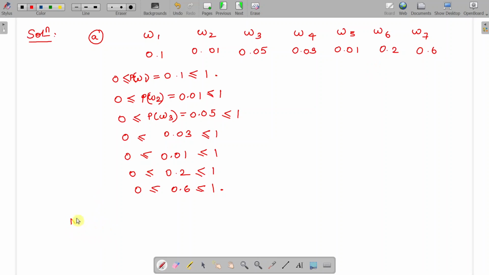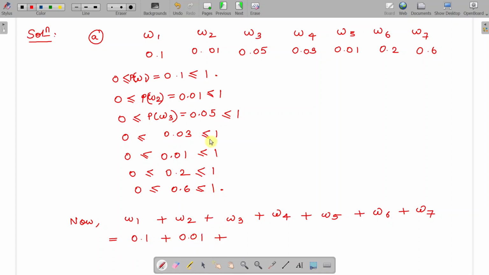So now omega 1 plus omega 2 plus omega 3 plus omega 4 plus omega 5 plus omega 6 plus omega 7. So this is equal to 0.1 plus 0.01 plus 0.05 plus 0.03 plus 0.01 plus 0.2 plus 0.6. Okay, so let us take the sum.